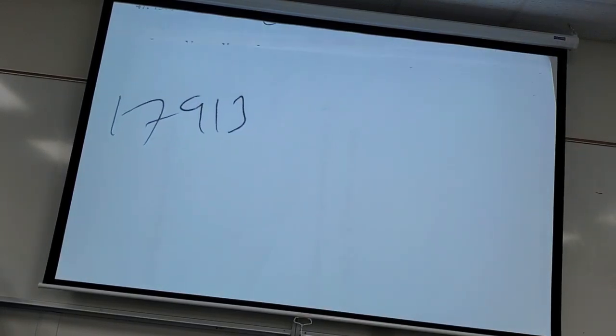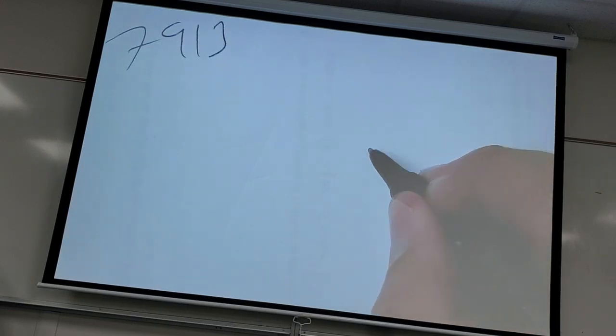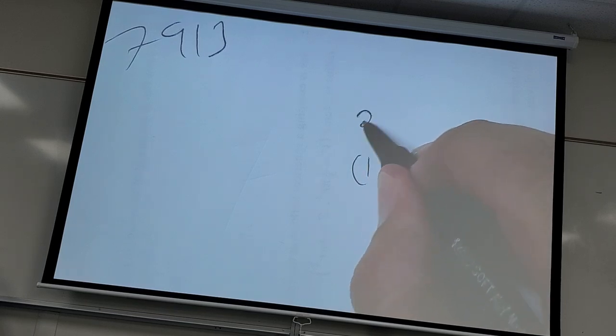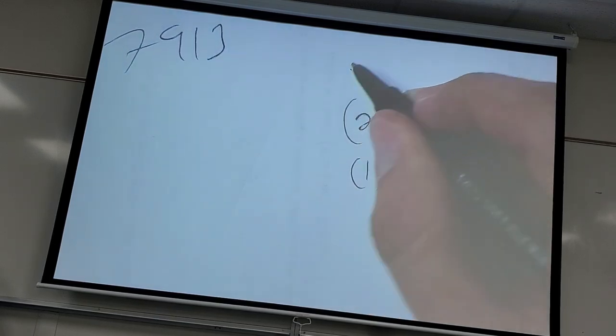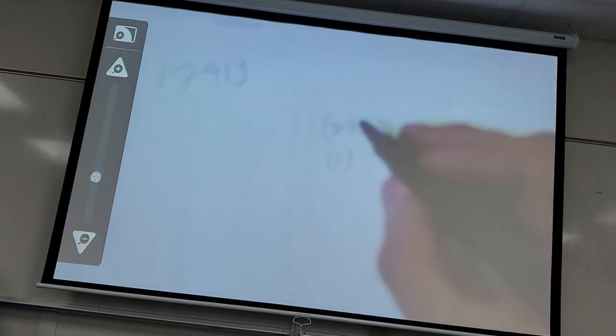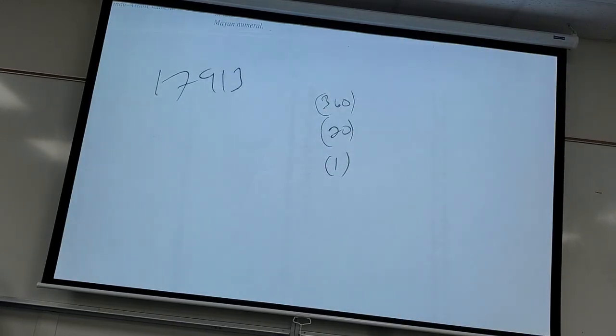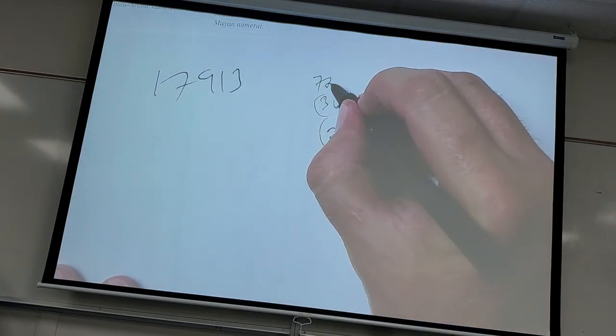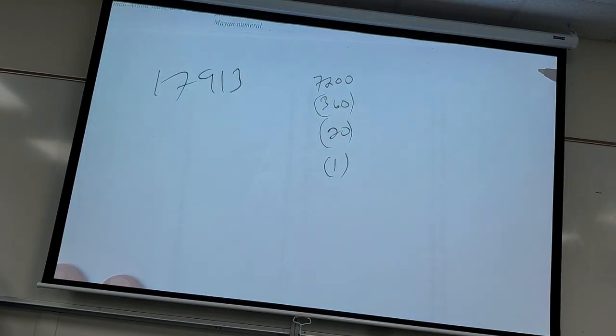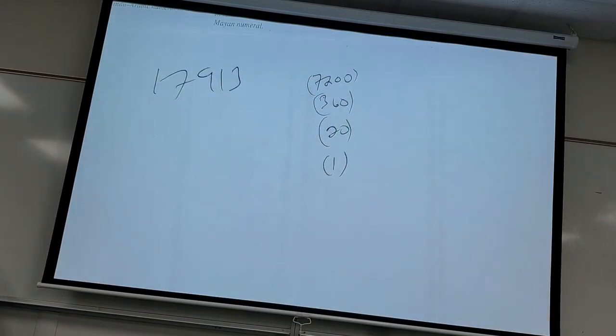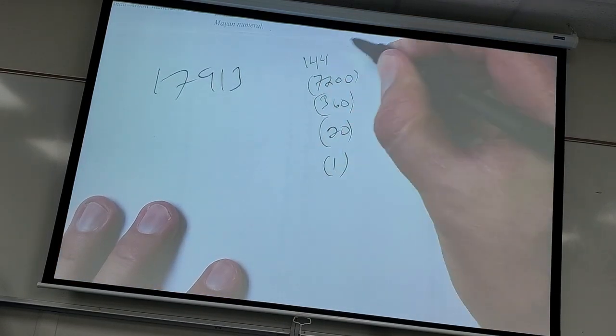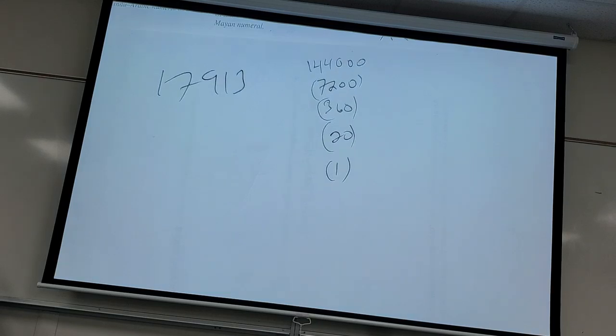So if I'm going to Mayan, I definitely need a ones place. I definitely need 20s. What's the next place? 360. What would the next place be? 7,200. What would the next place be? 144,000. Do I need 144,000?